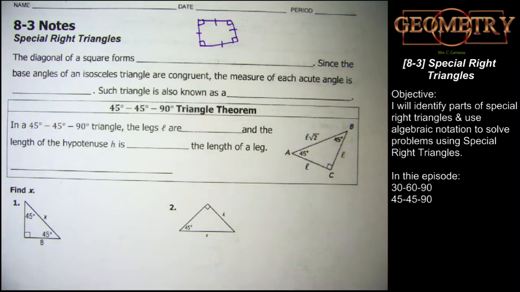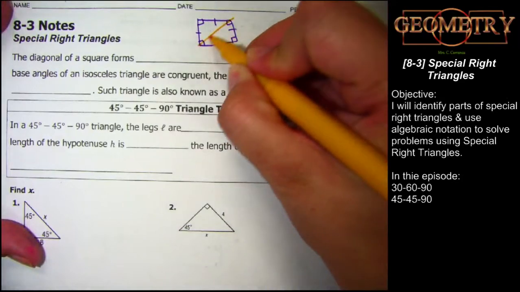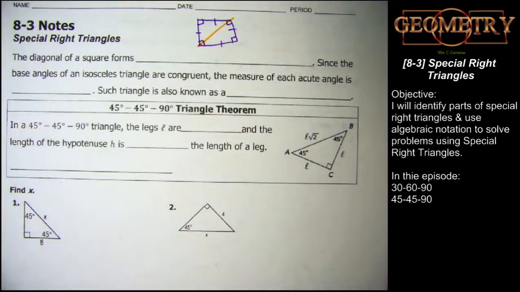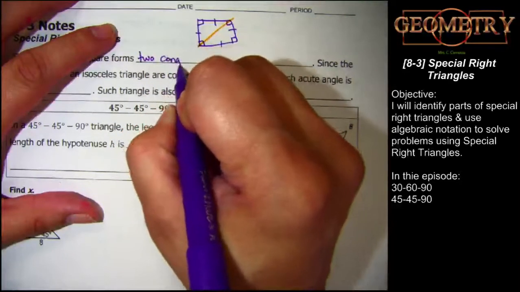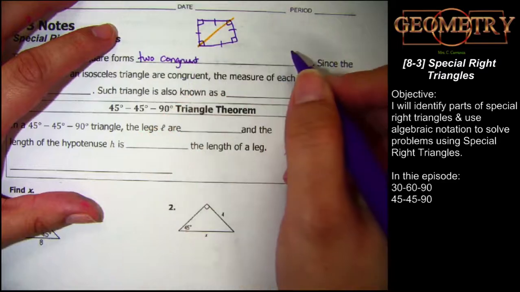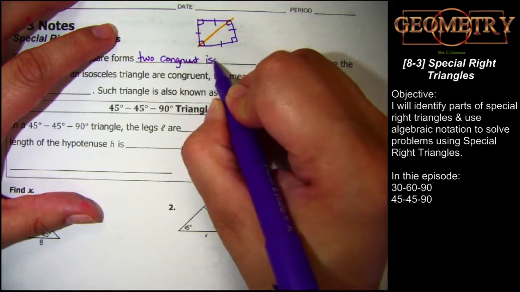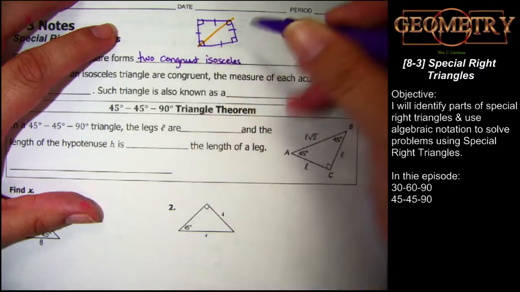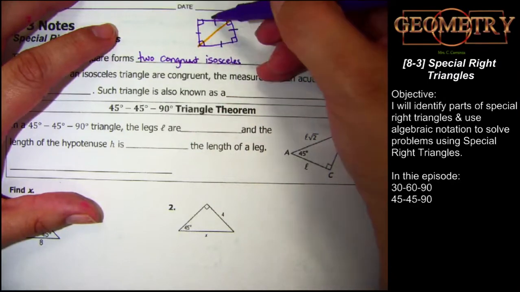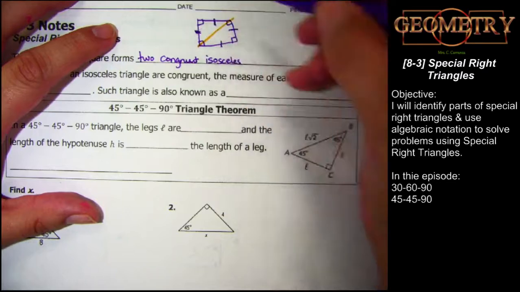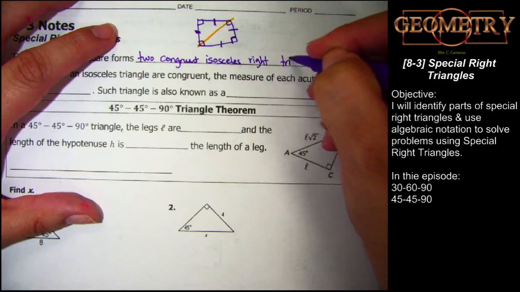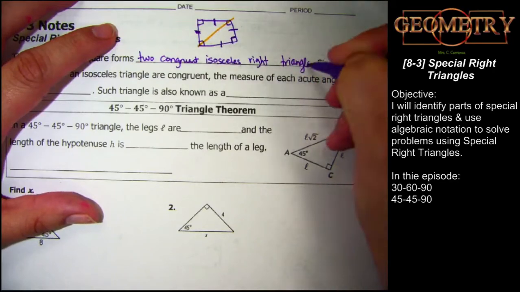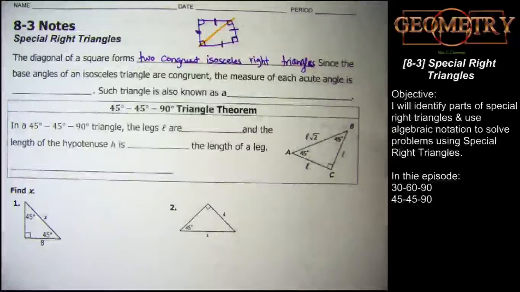Well, if I take the diagonals of this square, they're going to form two congruent triangles. They're the same size and the same shape. Isosceles, because you've got two congruent sides, the legs. Right, because there's a right angle. Triangles. That is a lot of adjectives. Two congruent isosceles right triangles.